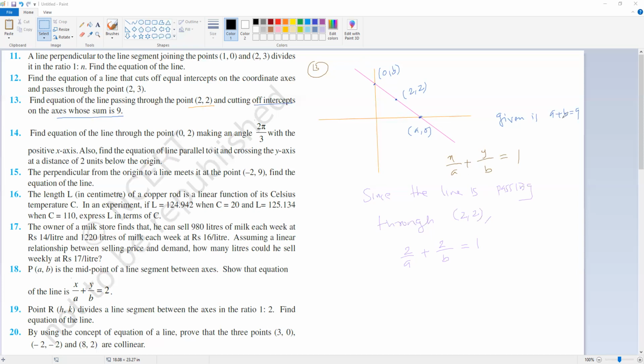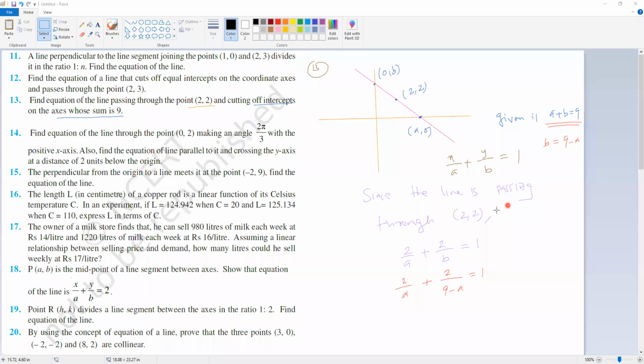Here what is given is a + b = 9. So from that you can say b = 9 − a. So here it becomes 2/a + 2/(9 − a) = 1. That is an important step because we need to find the value of a and b. Then only the equation will be completed.